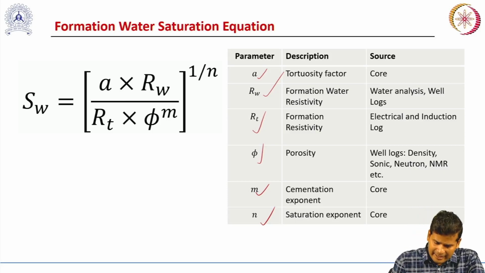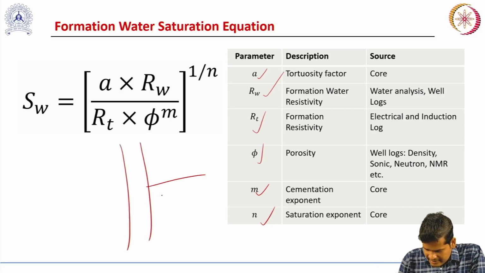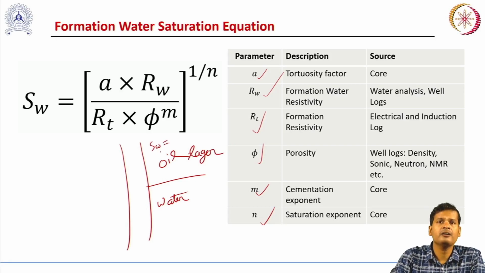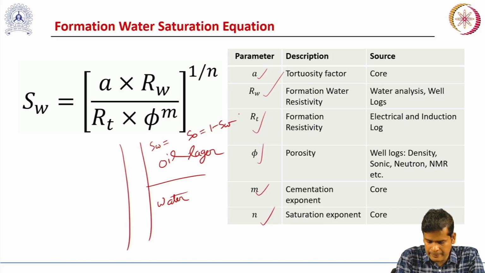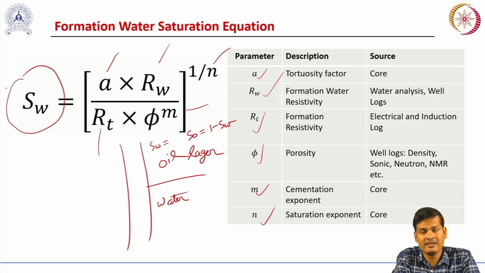So let's say I have a well bore and this is a water layer and this is our oil layer, and if I want to calculate the value of Sw in the oil layers, I can calculate afterwards So as 1 minus Sw. So I need all these parameters, the value of a, m, Rw, Rt and n, to calculate the value of Sw.